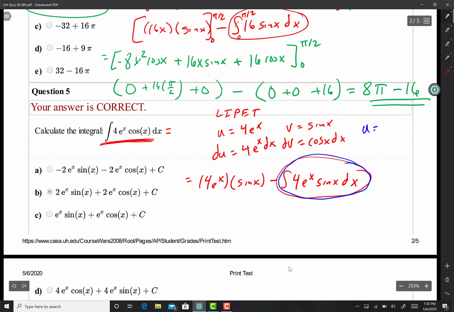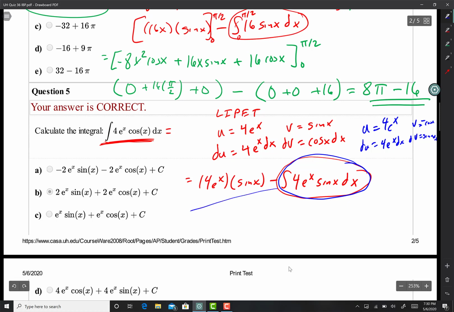And I'm going to write u is equal to, again, 4e to the x. And then du is equal to 4e to the x dx. And then dv is going to be equal to sine x dx. So v has to be equal to negative cosine x, because the derivative of cosine is negative sine, so I want a positive. So there it is. Okay. You guys ready? All right.